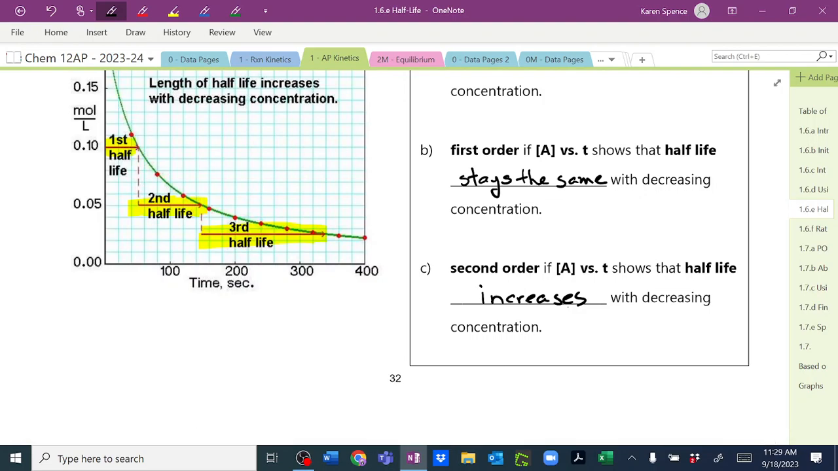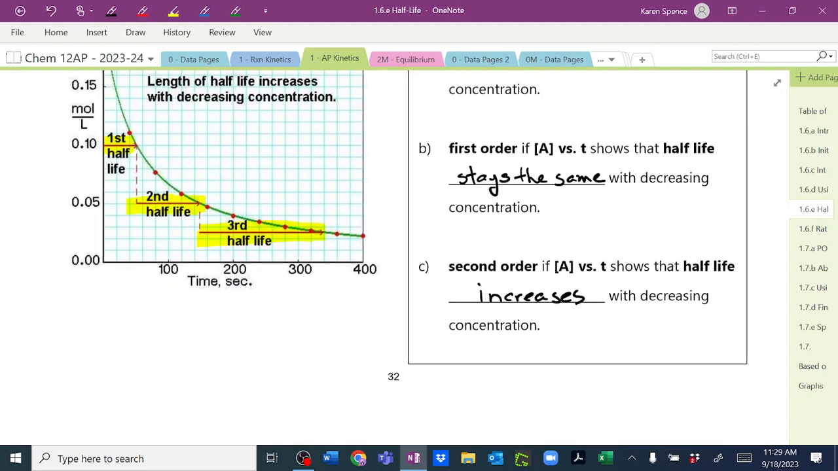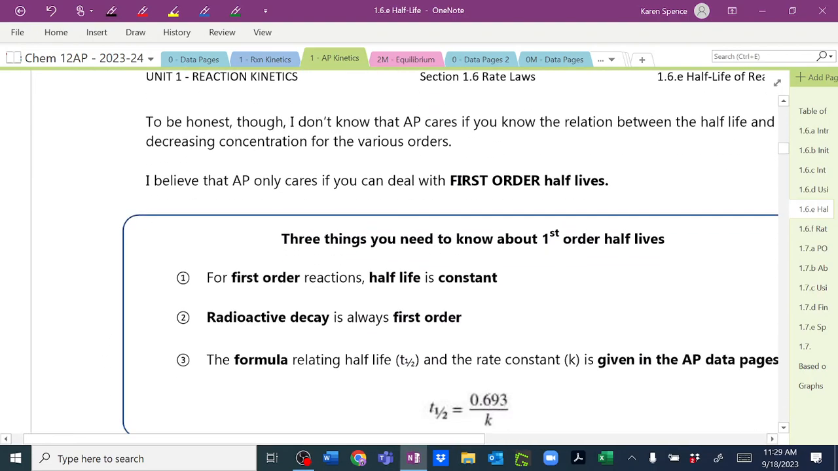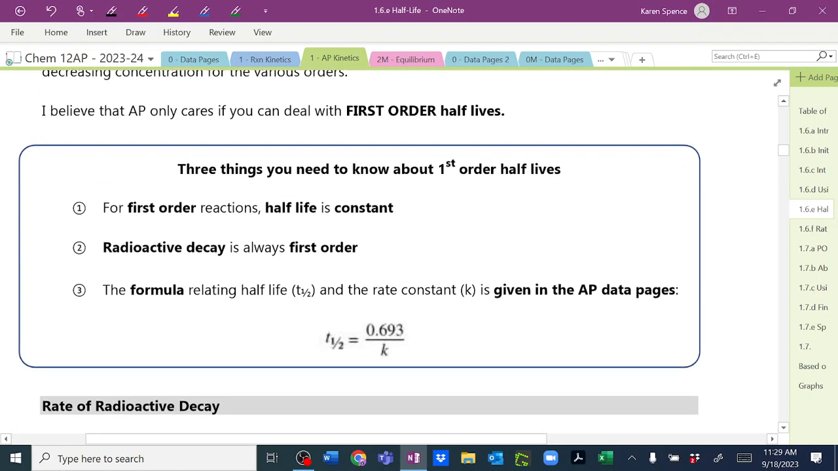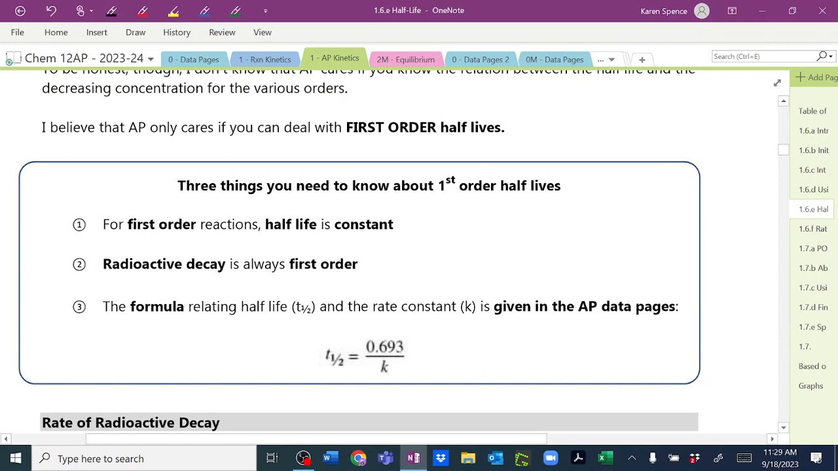Like I said, you probably don't care about the 0th and the 2nd. And I even wrote that here, to be honest. I don't know if AP cares if you know the relation between the half-life and the decreasing concentration for the various orders. I believe they only care about first order half-lives, and there are 3 things that you need to know about first order half-lives.